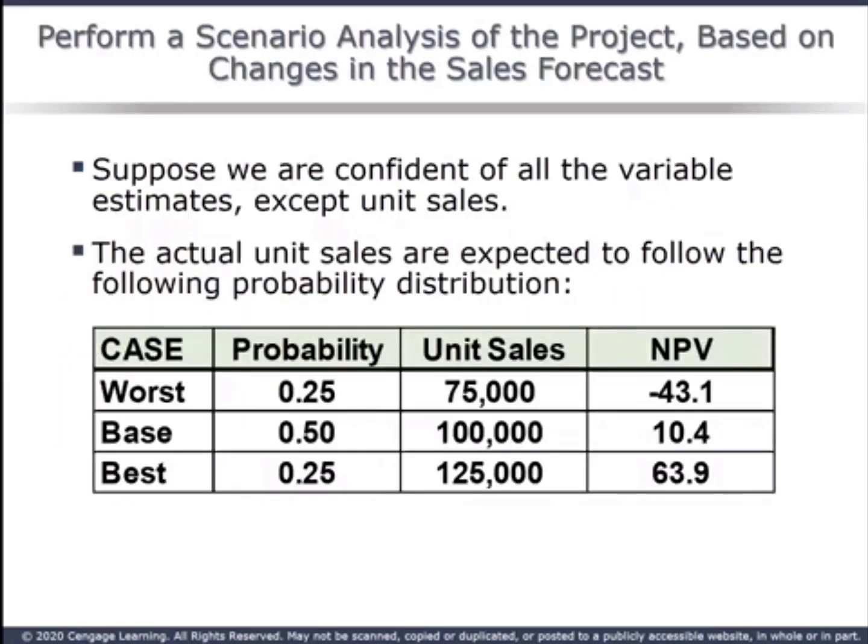We've all heard of best case, worst case. That's scenario analysis. Our base case is our original pro forma. In this example, we feel fairly confident of all the variables except units. This table represents our analysis of the potential outcomes for units, their associated probabilities, and the resulting NPVs. All other factors shall remain constant, and the NPV under each scenario can be determined.